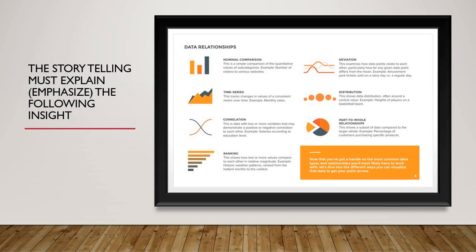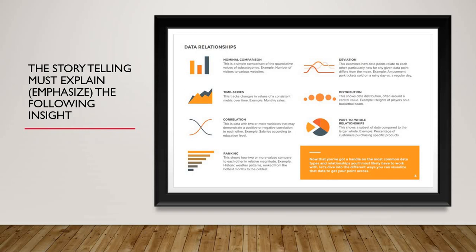Deviation, this examines how data points relate to each other, particularly how far any given data point differs from the mean. Okay, example, amusement park ticket sold on a rainy day versus regular day. Ataupun distribution. This shows data distribution often around a central value, heights of players on a basketball team ke. Kemudian part to whole relationship, this shows a subset of data compared to larger whole. Okay, percentage of customers purchasing specific product.